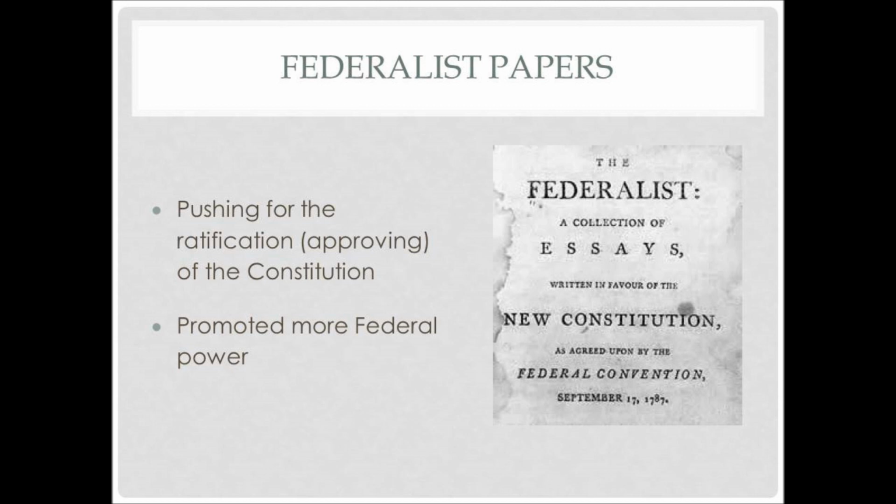However, the Federalists really pushed for this new Constitution, and the Federalist Papers were written by a bunch of Federalists, among them Alexander Hamilton and James Madison, and they were pushing for ratification or approval of the Constitution, and they were promoting the idea of more federal power. They wanted the United States to be bound together by a strong central or federal government.